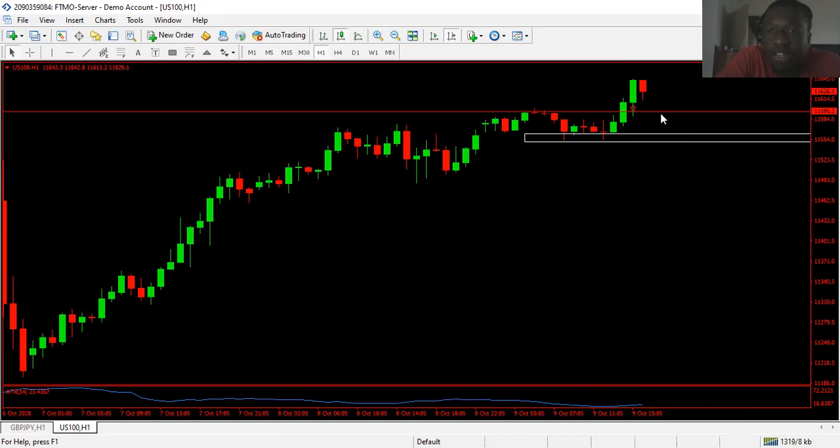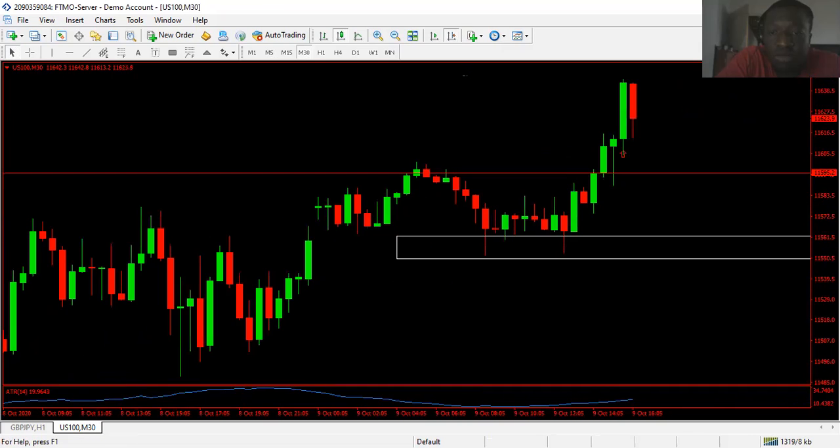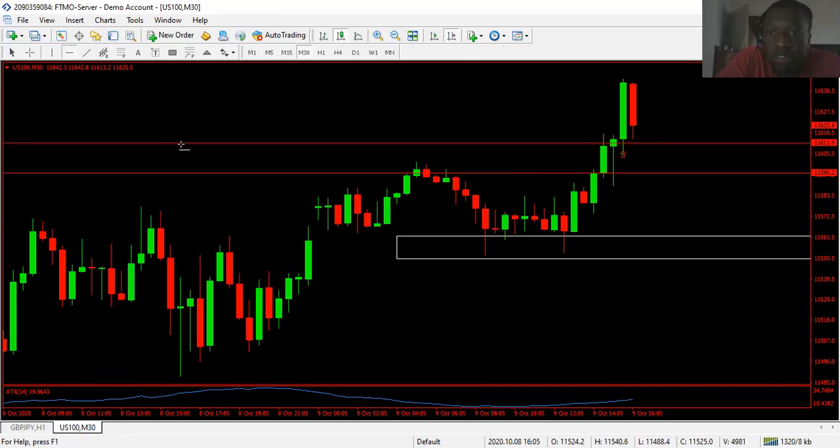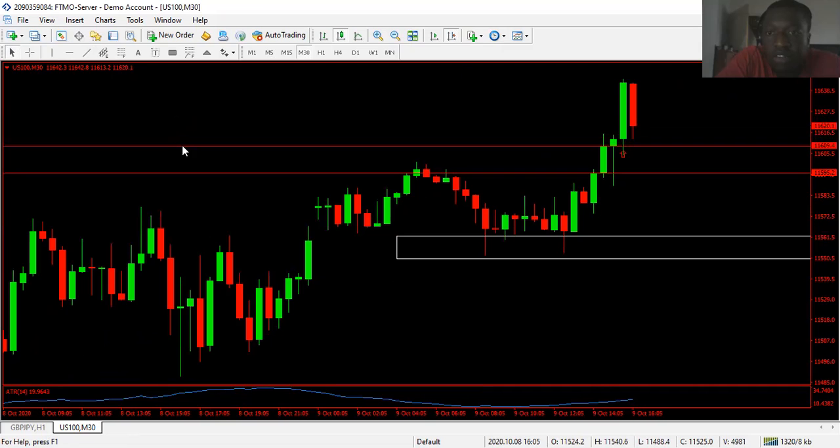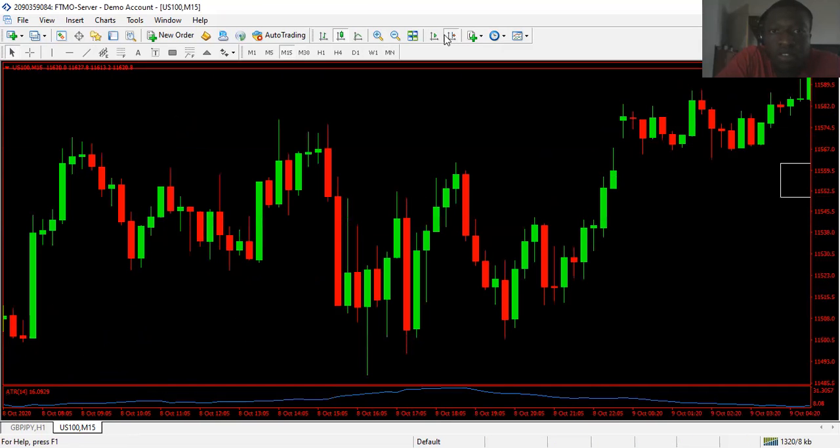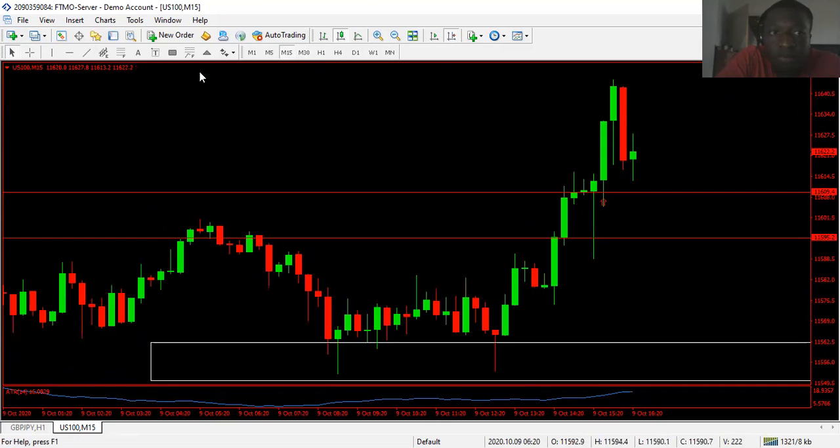Okay, on the 1 hour, we broke out of that range. Let's see if we can actually draw some more structure levels. Okay, so we have a minor level of support right here. Let's go on the 15 minutes. Okay, I'm just going to draw this in.